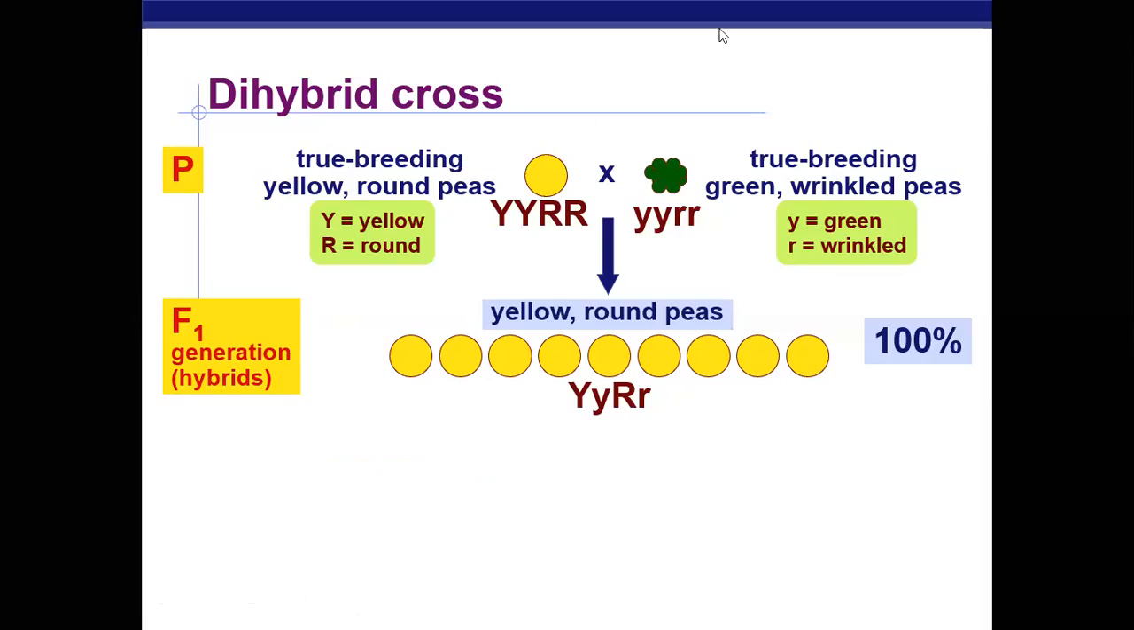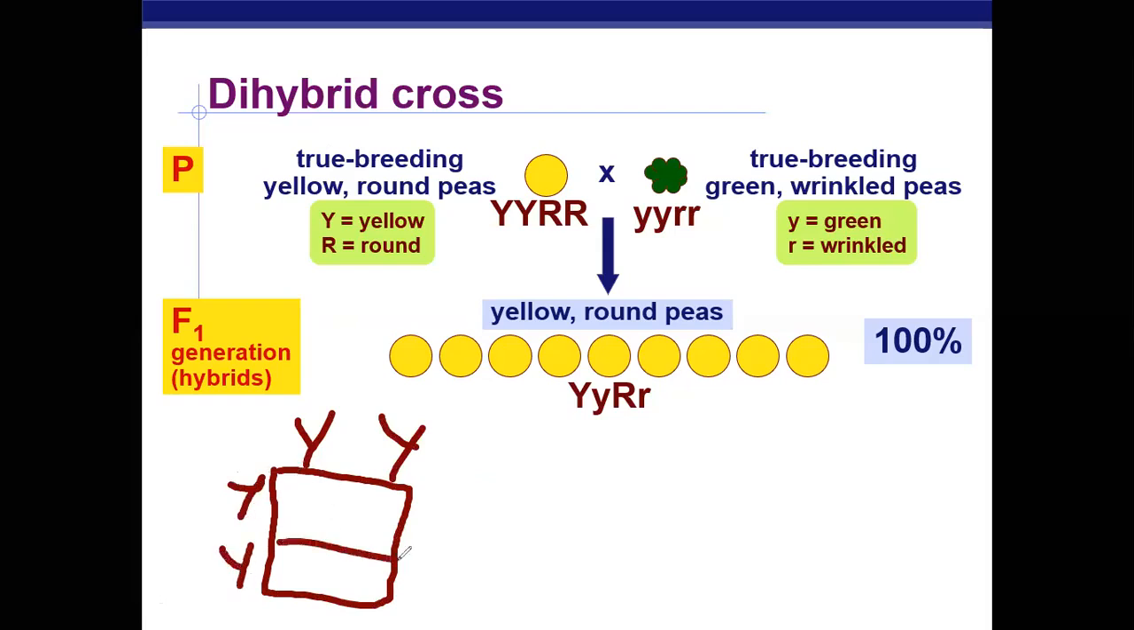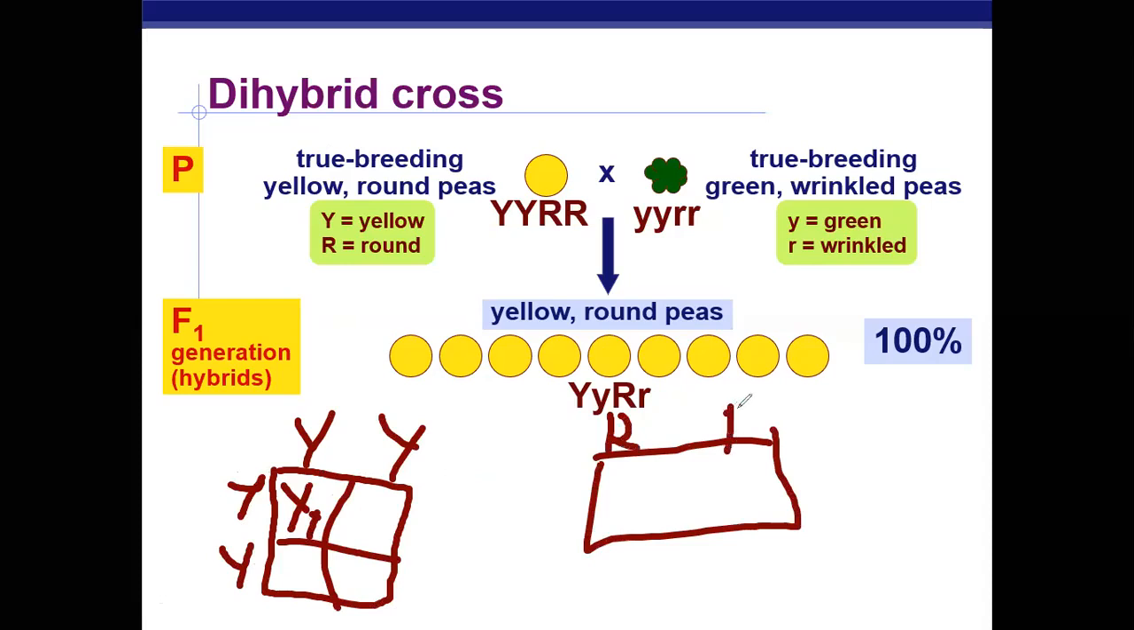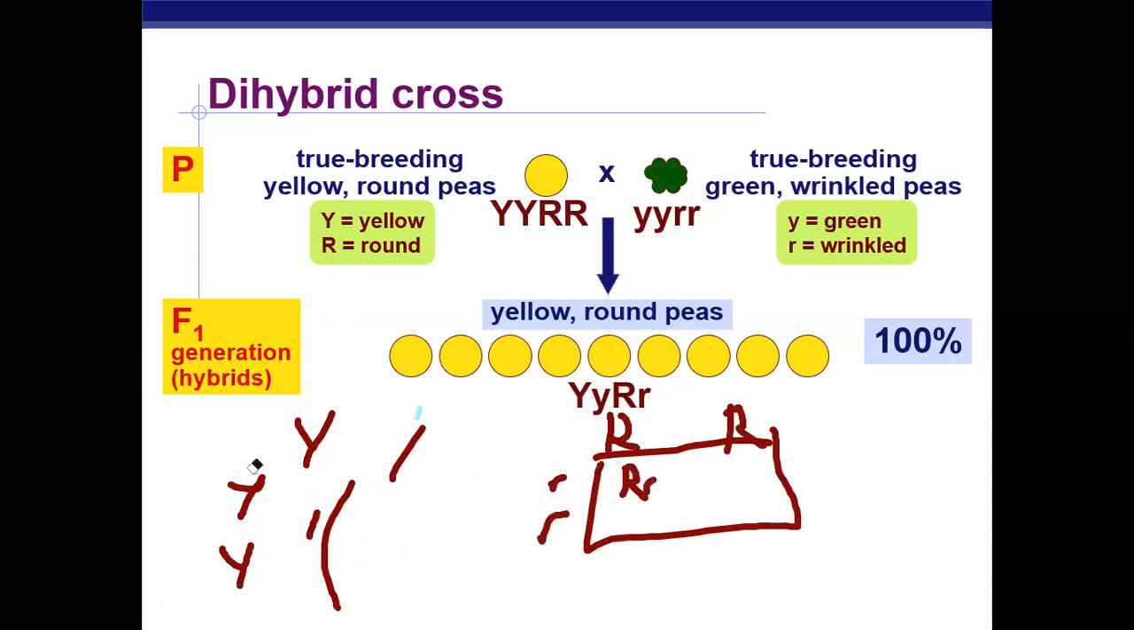Okay, what's happening here? There it is. I'm going to do it the easy way where I'm just going to separate my traits. You can do this. This isn't going to kill anybody. And you see that for every single one of these, you're going to get big Y, little y. And if I separate the R's, for every single one of these, you're going to get a big R, little r, which means you're going to have 100% big Y, big R, little r.